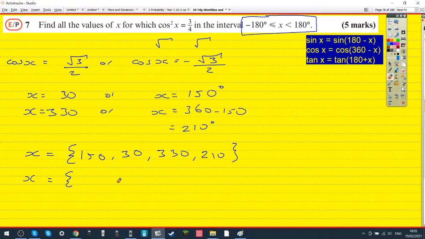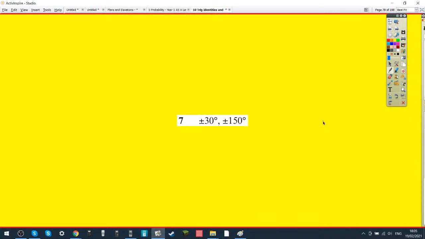330 and 210. Okay, so what can you do to make them in the range? Minus 360 to get minus 30 and 150. Say it again? Minus 30 and minus 150. Yeah, well done. They're not necessarily the same thing twice. You have to put it in the calculator. Okay, that's good.